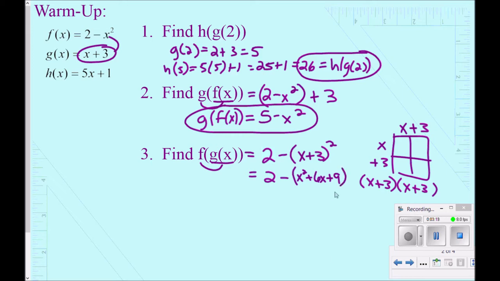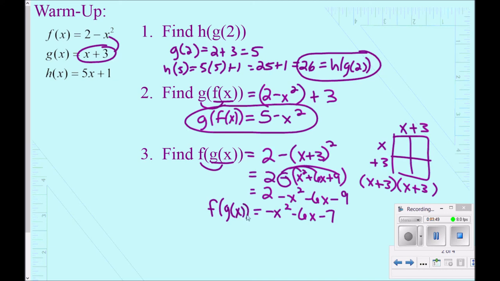But notice I put that in parentheses because after I square that binomial, I'm subtracting everything in that trinomial now from 2. So I put that in parentheses to help me remember that I'm going to be distributing that negative. So 2 minus x squared minus 6x minus 9. And then combining the 2 and the negative 9 is negative 7. So negative x squared minus 6x minus 7 is f of g of x.